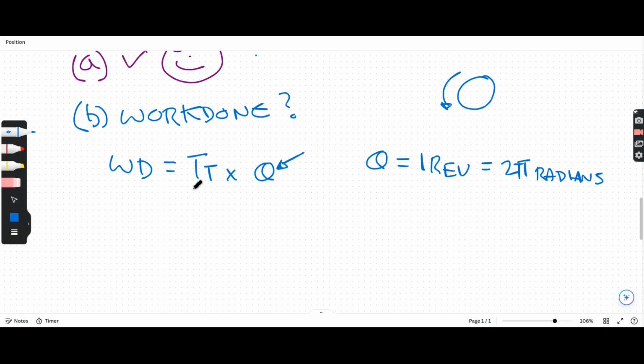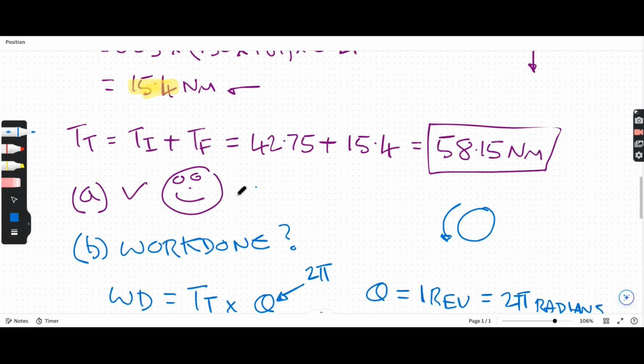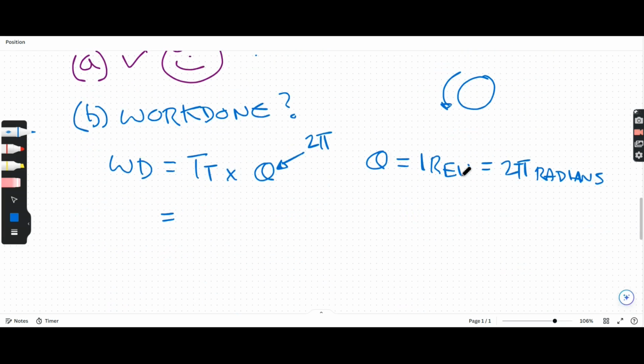This here is 2 pi. It might be the same for you. I think it is for the merit question, well, it is, because I wrote it. But if it's 2 revolutions, it could be different. So work done is just total torque times by angular distance. We know total torque from part A, and my example is 58.15. It'd be different for you. 58.15 times by 2 pi, because that's my angular distance, one revolution.